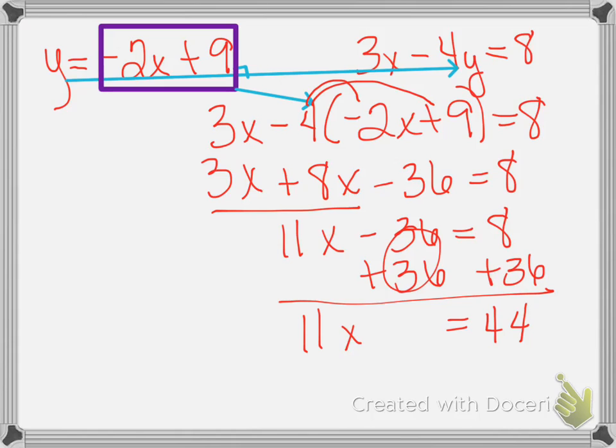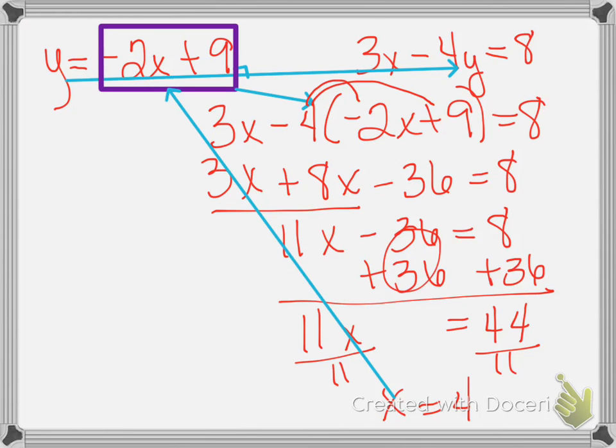And then we have to get the x by itself, so we've got to move the 11. So we're going to divide by 11. So 44 divided by 11 is 4. So now we know what x is.